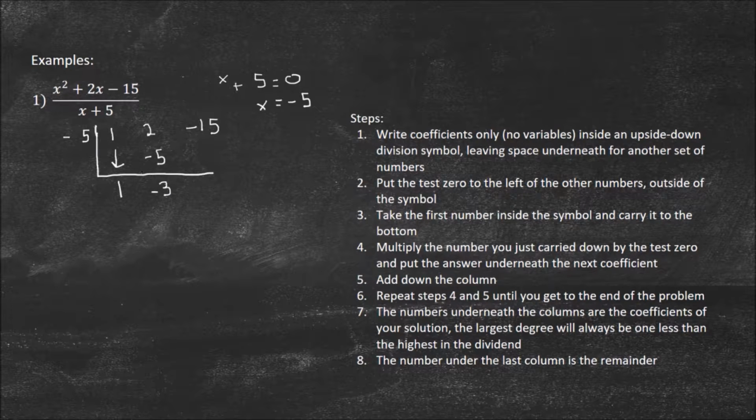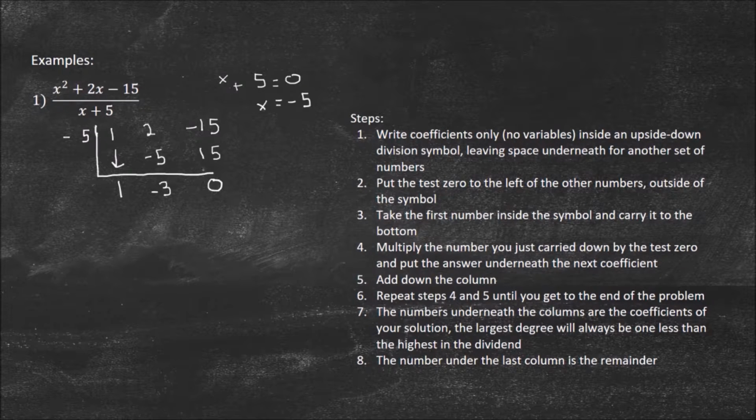Now you repeat what we just did with the last column, which is negative 15 here. So we take negative 5, but instead of multiplying by 1, we now multiply by negative 3. Negative 5 times negative 3 gives us positive 15. Again, we add down the column. Negative 15 plus 15 gives us 0. Once we've gone all the way to the right hand side, we have nothing else to do. We're done.